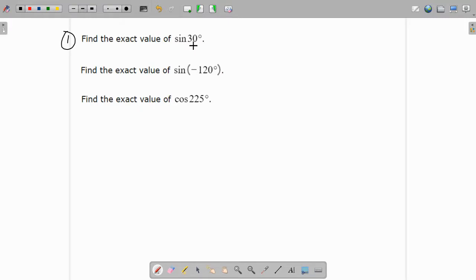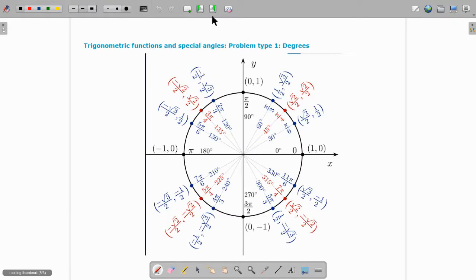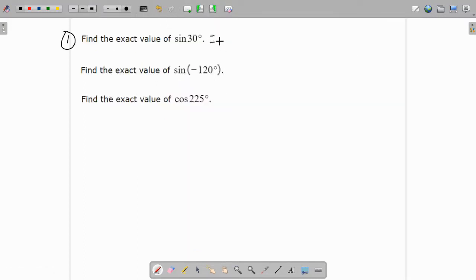So sine 30. So we're looking at the y value. So here's 30. Remember, this is cosine, this is sine. So sine 30 is 1/2. And some calculators will do that for you. So just get 1/2. That's it. And they want the exact value, so don't put decimals in here.